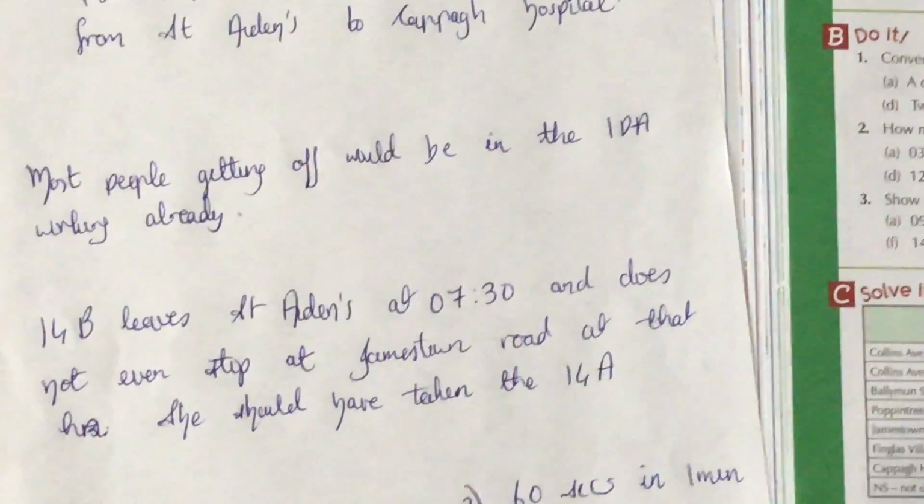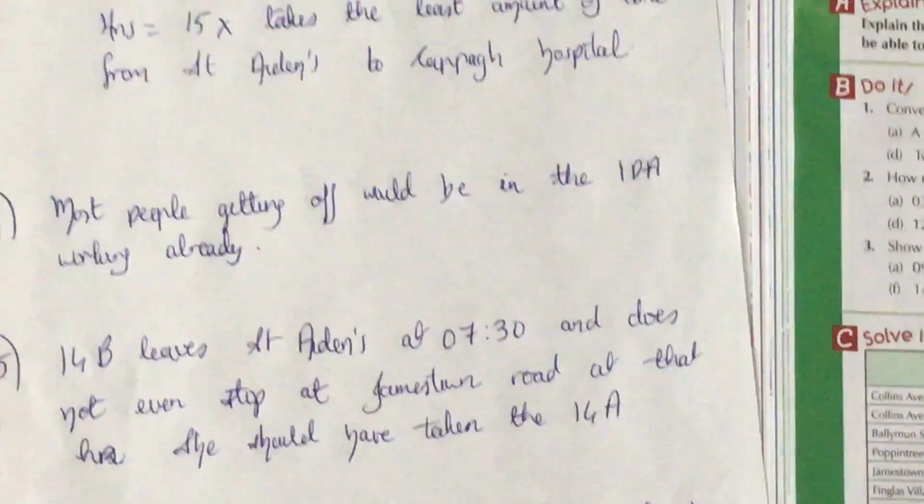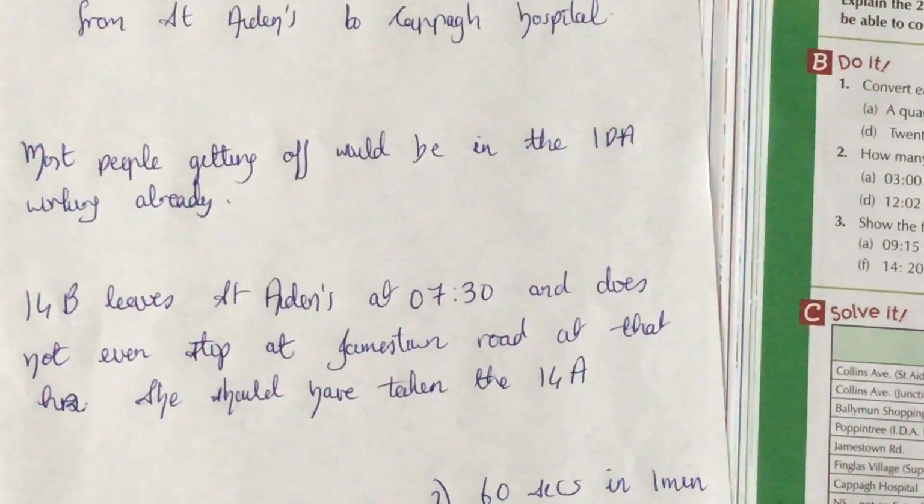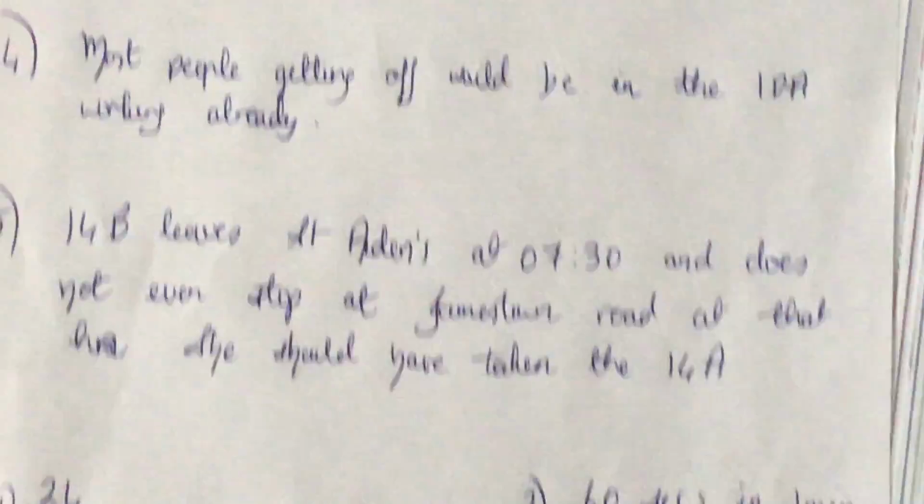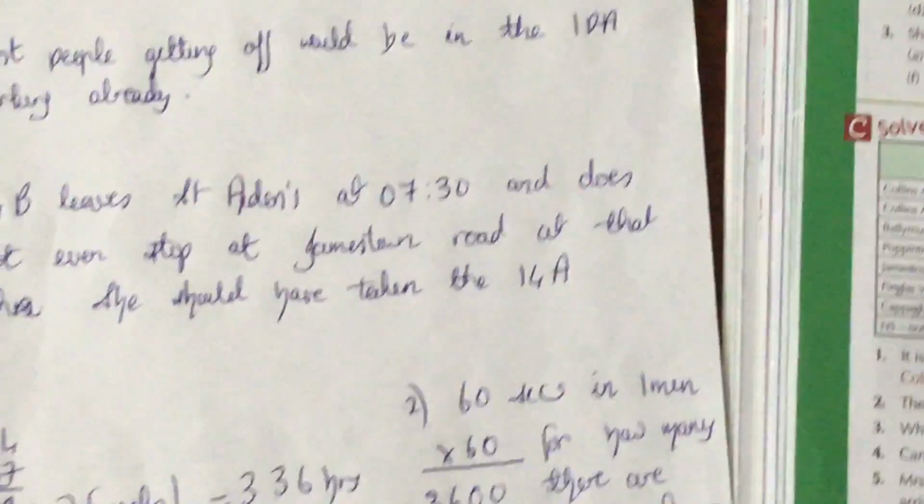Okay, guys? And we know that the 15X was the fastest because it actually skipped 2 stops at Jamestown Road and Finglas Village. When it skips stops, it means we don't have to worry about stopping, collecting, people getting on, people getting off. Okay, guys?